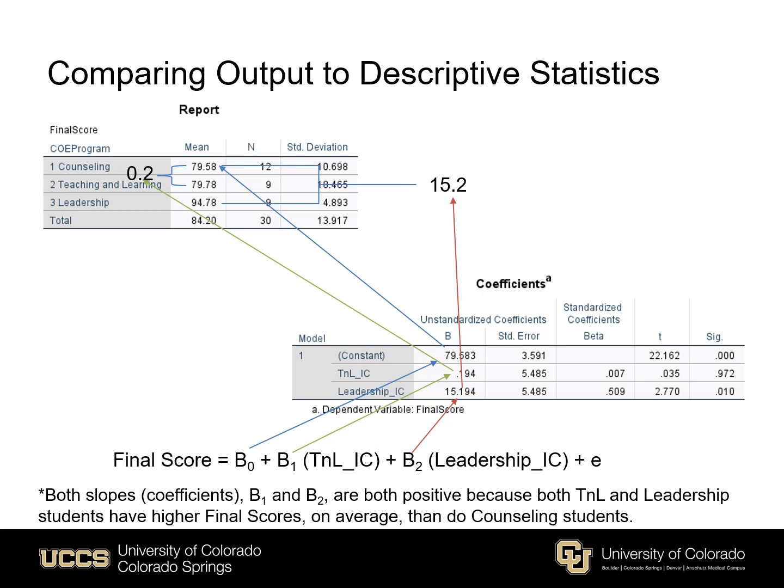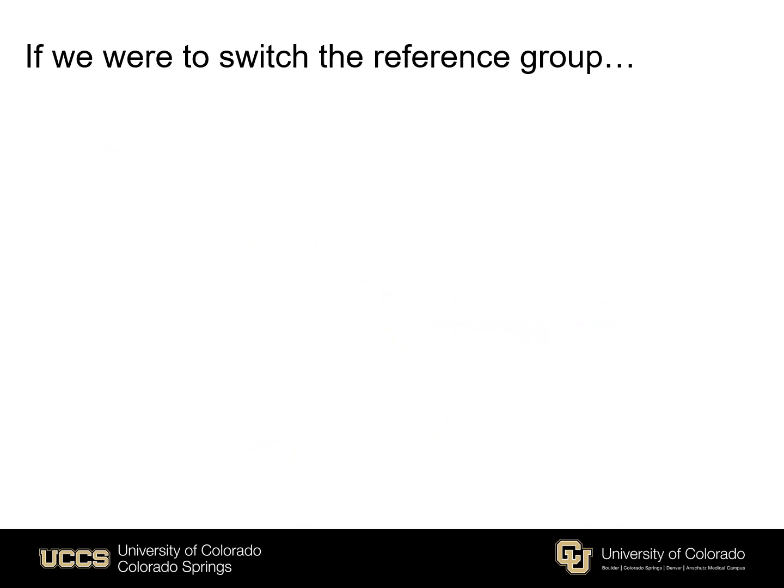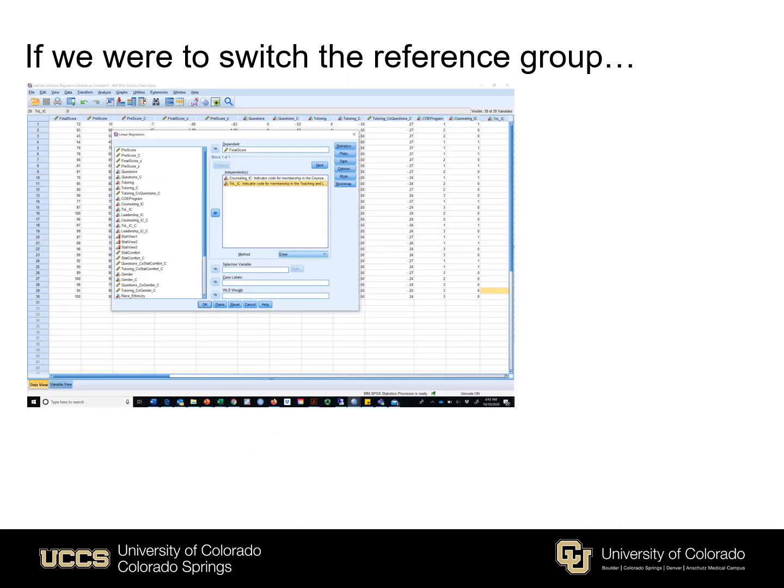If we had used leadership as the reference group, we might get a much different story. So why don't we do just that? If we were to run a regression with a different reference group, we would approach it the same way, only we would change what variables go in the model. Here, as you can see, I have now counseling and teaching and learning in the model. So by omission, leadership is the reference group.